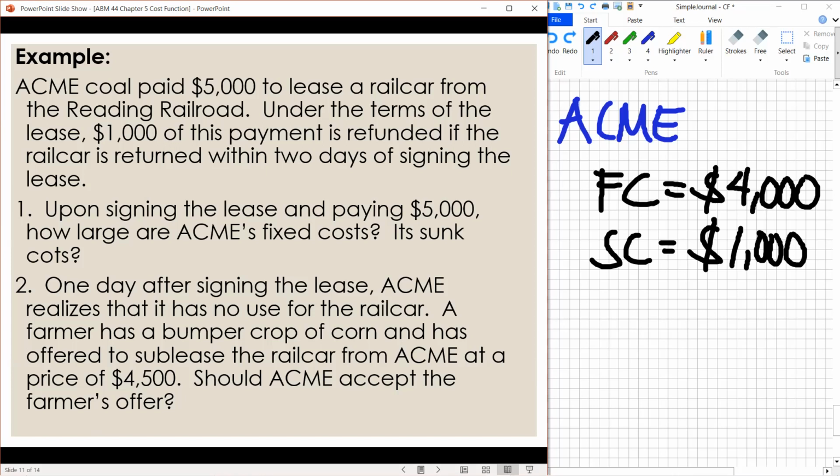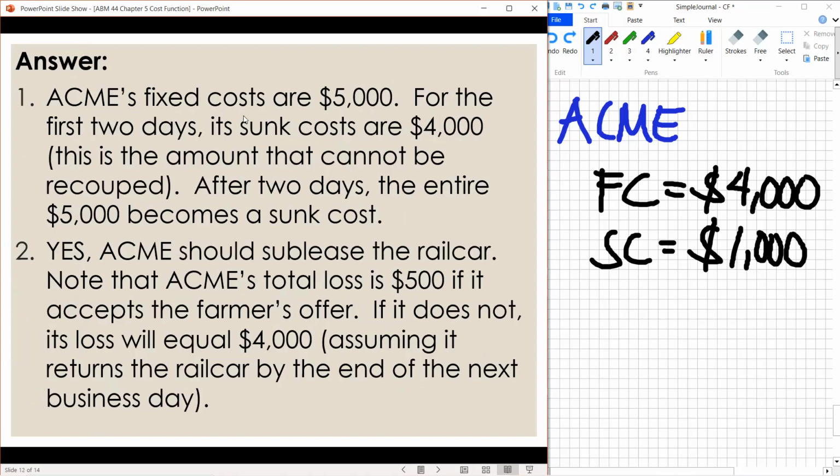So yes, Acme should accept the offer. Medyo lugi lang siya 500, but still okay na siya kaysa malugi siya og 1,000 or matiway gud iyang 5,000 itself. So that's the opportunity cost. That is an example for sunk cost and fixed cost. So again, Acme's fixed cost is 5,000. For the first 2 days, its sunk costs are 4,000. Oh, actually, I'm wrong. Sorry.